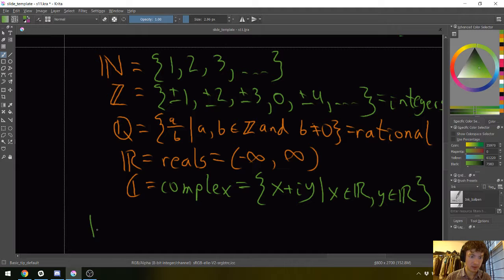Sometimes for irrational numbers I like to use blackboard I, but not everyone uses that. In linear algebra you sometimes write blackboard I for the identity operator, but not for the irrationals. So there's not really a good symbol for that.